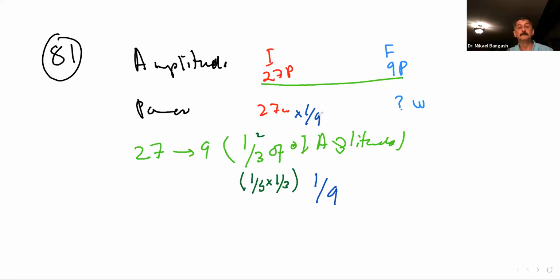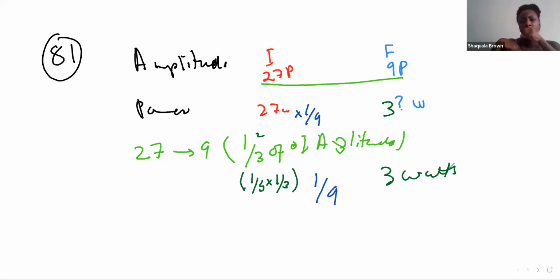Did that make sense? So 27 multiplied by 1/9 is actually going to be 3. So your final power in this case is going to be 3 watts.